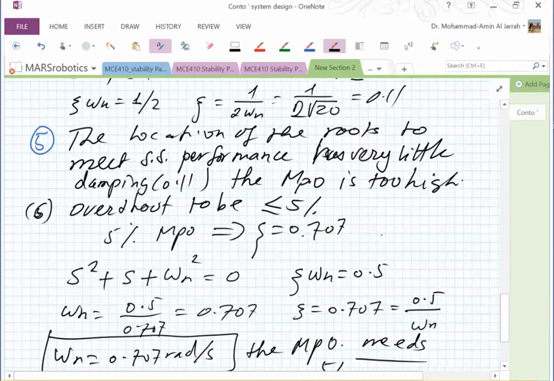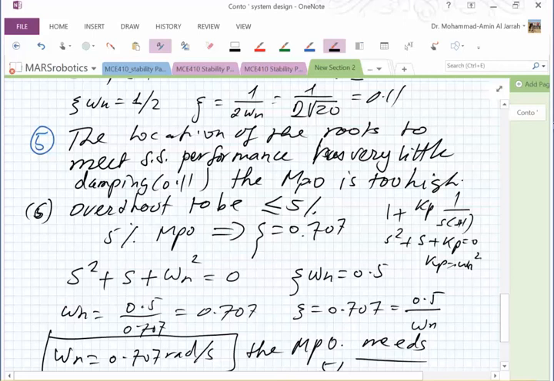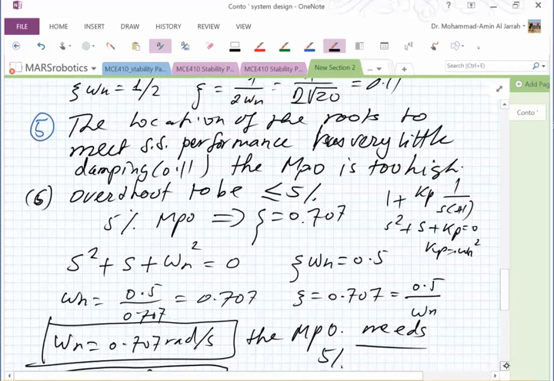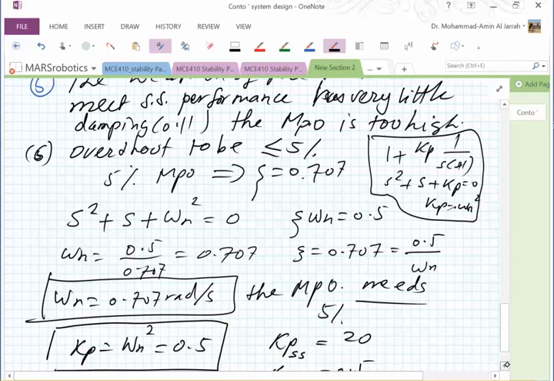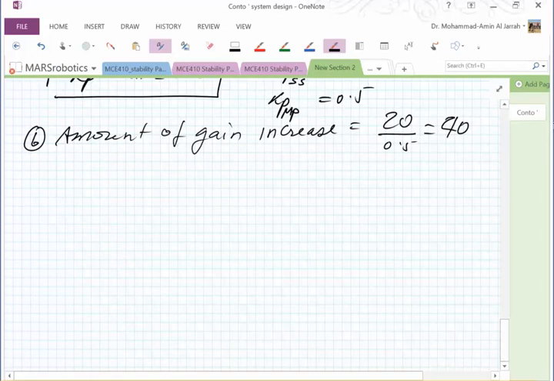I thought you understood this, right? If you look at our system, 1 plus Kp times 1 over s times s plus 1, this is s squared plus s plus Kp equals 0. So Kp is omega n squared. Let me just put it in a box. This is basically a footnote. Now this is the amount of gain increase.